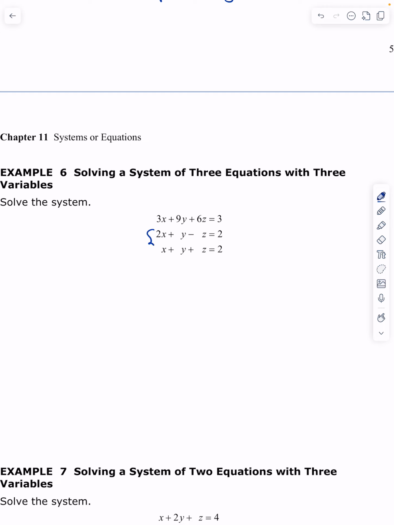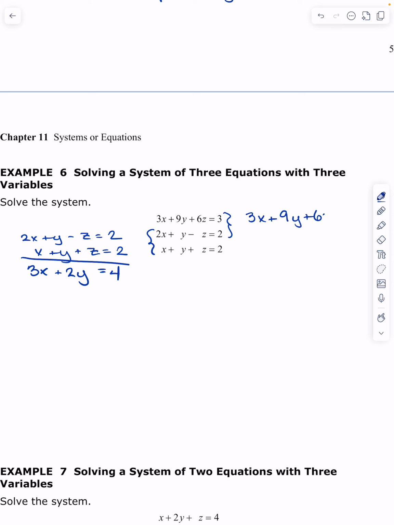I am going to start by just adding these 2 together, and I'm going to go ahead and move it over here. When I combine, I get 3x plus 2y, my z's go away, that equals 4. So when I choose 2 different equations, I want to eliminate the z. So I'm going to choose these 2 because the z in my second one is negative. I got 3x plus 9y plus 6z equals 3.